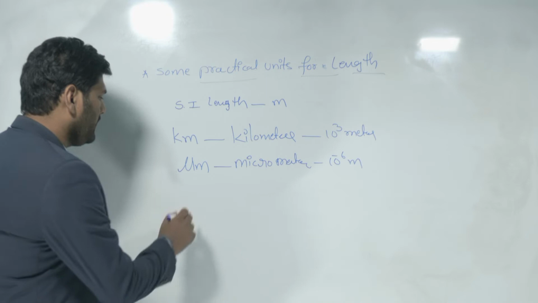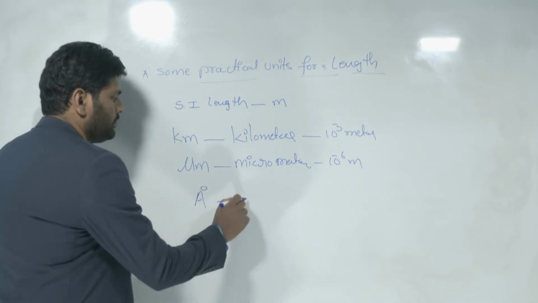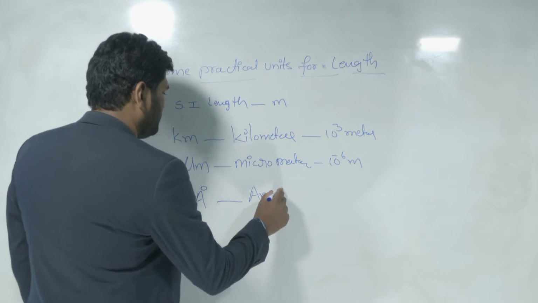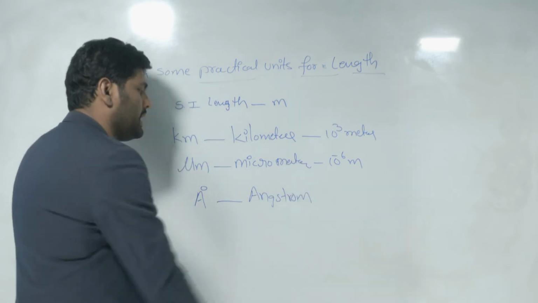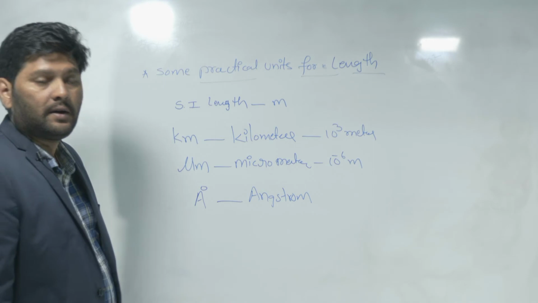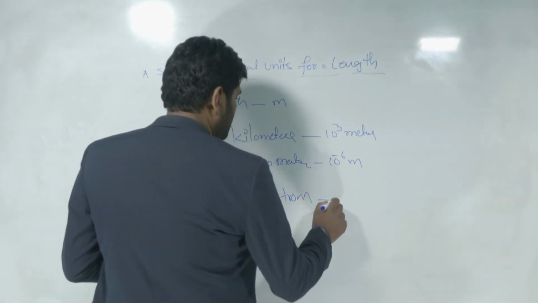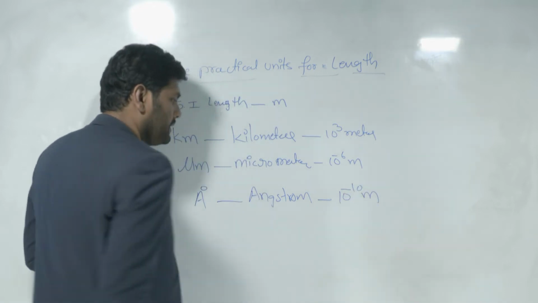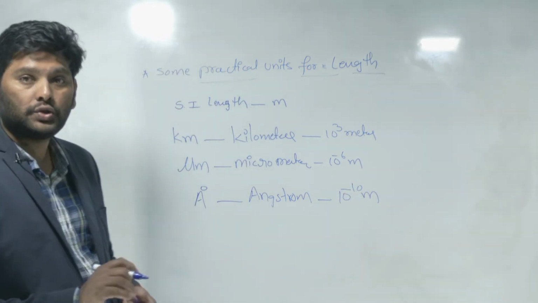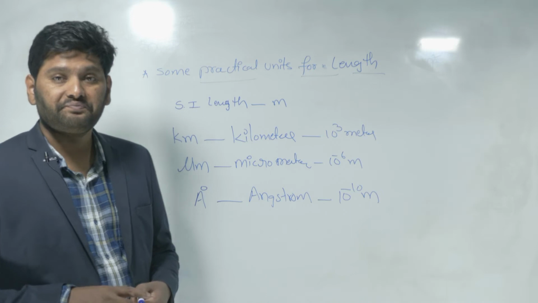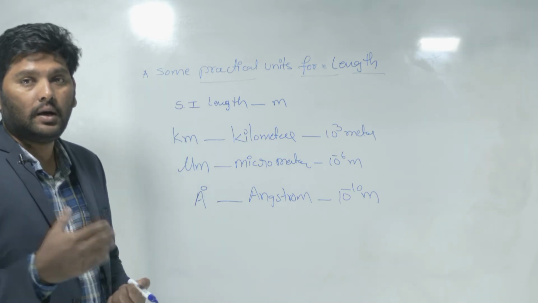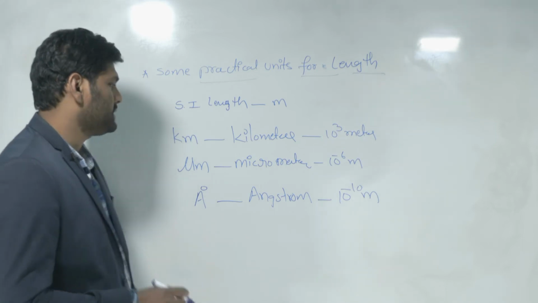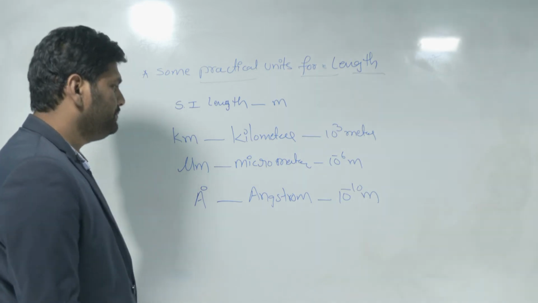One more thing, we have angstrom. What is this? Angstrom is also a unit for length. So 1 angstrom is equal to 10 power minus 10 meters. This is generally used to measure the wavelength of light. For that we use this angstrom.